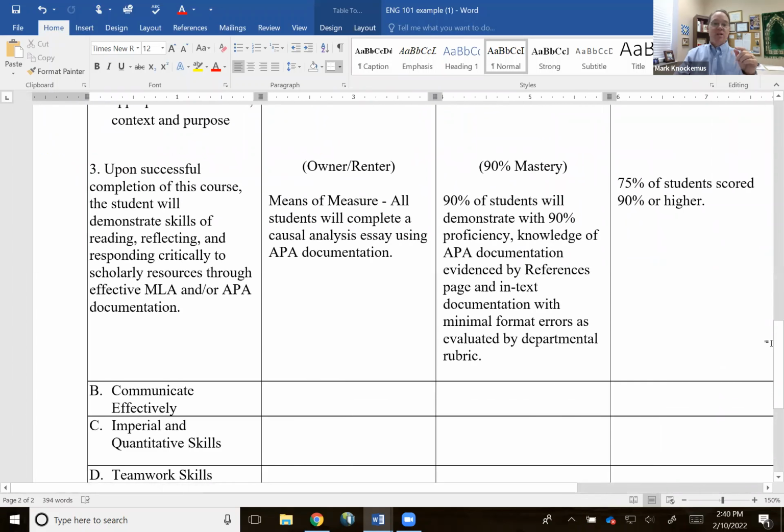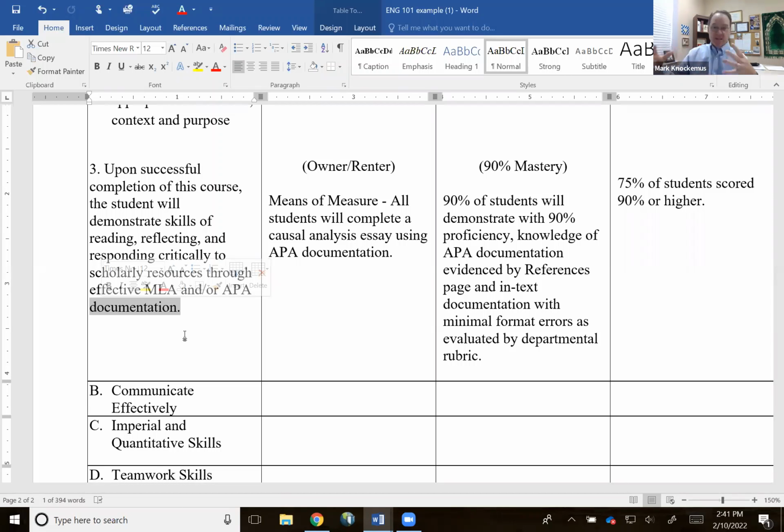Okay, so for the next one, this deals with research, MLA and APA documentation. How are we doing that? With the causal analysis essay, which uses APA documentation. So again, what do we have here? 90% proficiency. And since this is dealing with documentation, we cannot go by the overall grade of the paper, because the overall grade of the paper is not just about documentation.